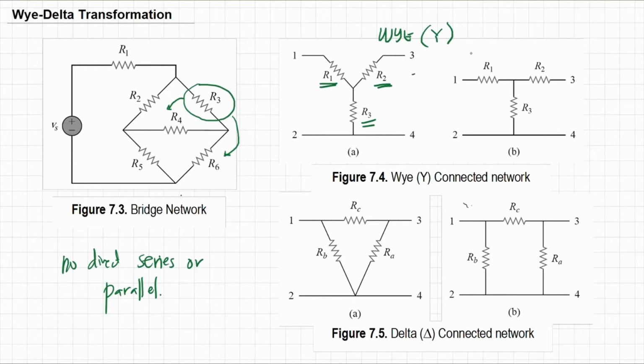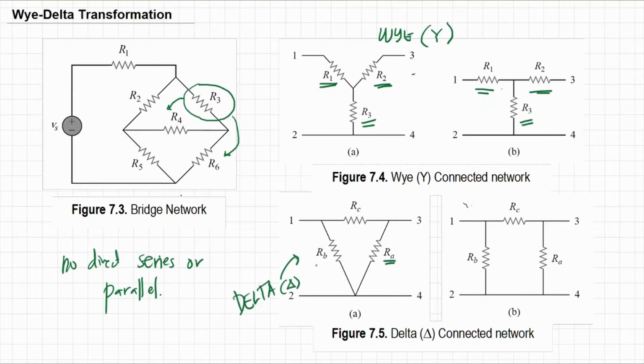We can actually observe that in the bridge network in 7.3 because we can observe that R4, R3, and R6 are actually connected in Y. So let's try naman looking for the delta connection.